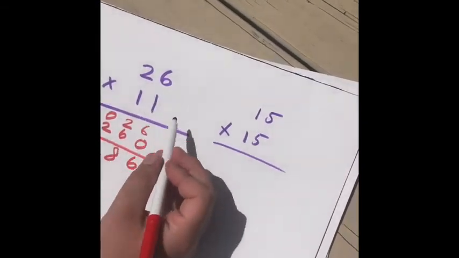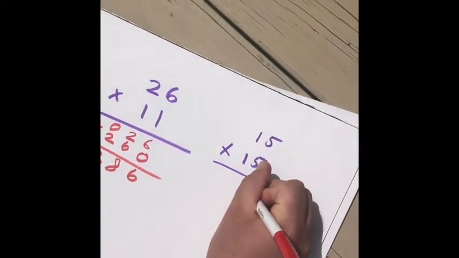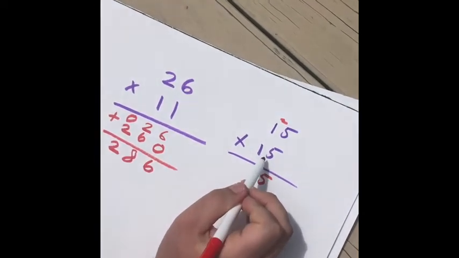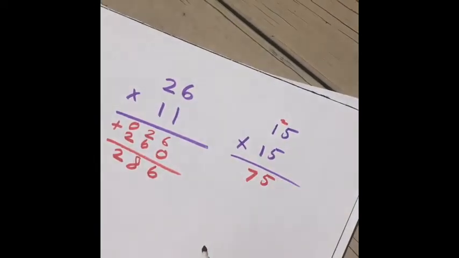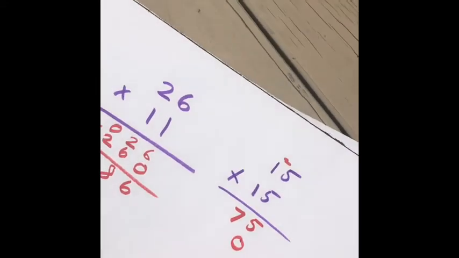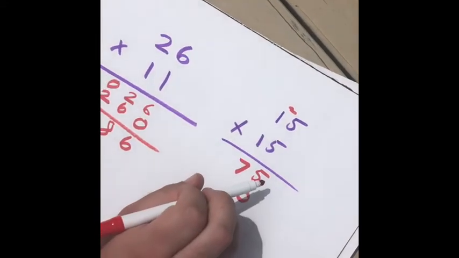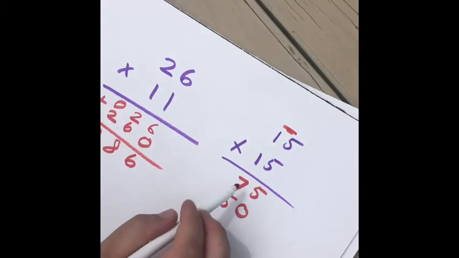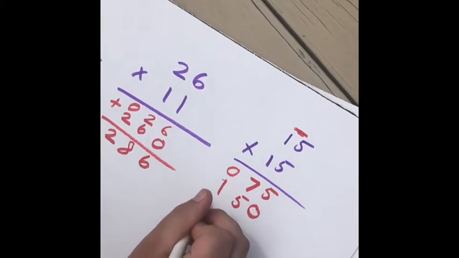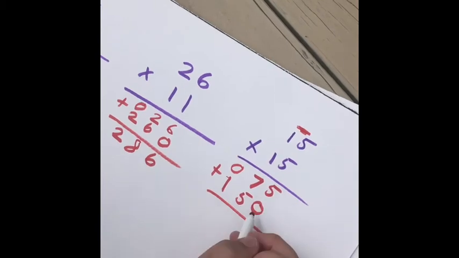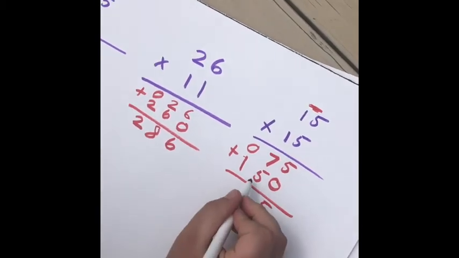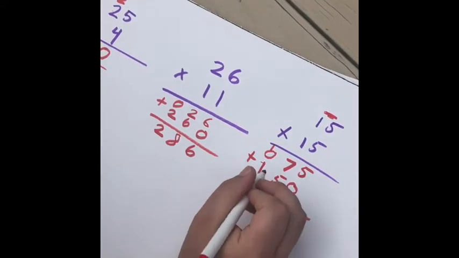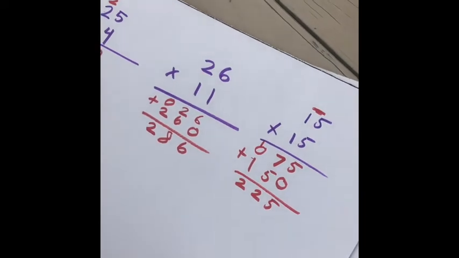Here we have 15 times 15. So the first thing we have to do, just like in this one, 5 times 5, which is 25, but you have to carry the 2. 5 times 1 is 5 plus 2, which is 7. Now again, 0. 1 times 5 is 5. And we forget this now because that was a part of the other problem. 1 times 1, which is 1, and a 0. Then you add. 5 plus 0 is 5. 5 plus 7 is 12. Carry the 1. And 1 plus 1 is 2. The answer is 225.